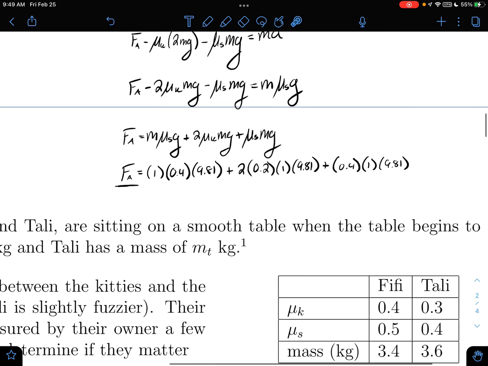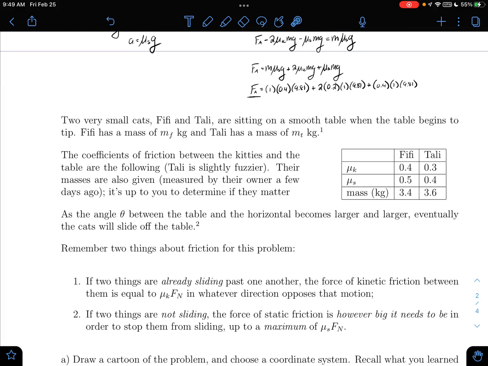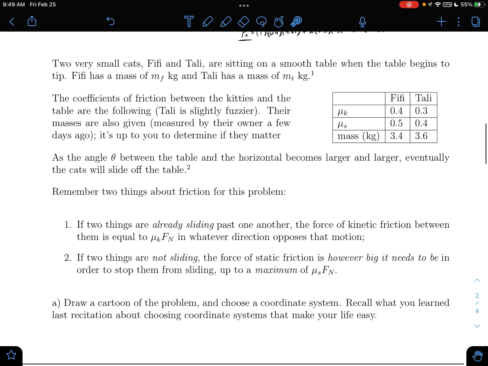All right, so now let's move on to our next problem. We got some cats, Fifi and Tally, I don't know. I'm going to say, pick one. We're going with Tolly today. Tolly.